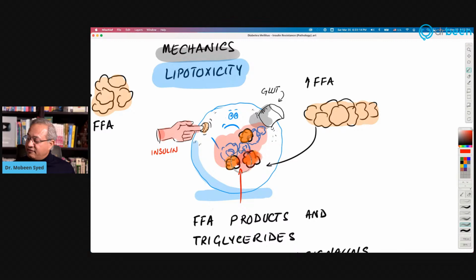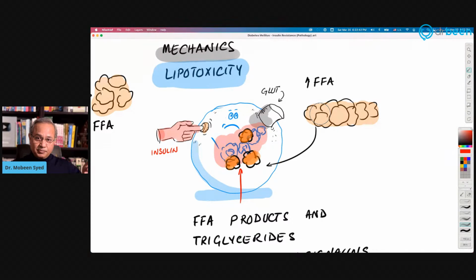So these free fatty acids that have accumulated in the tissue will get stuck with the insulin signaling mechanisms. They would disrupt them. They would make them not function correctly. The result is insulin is present, but the door is not opening. Glucose is not going in. Glucose is accumulating outside. Diabetes has occurred. The reason is free fatty acids.